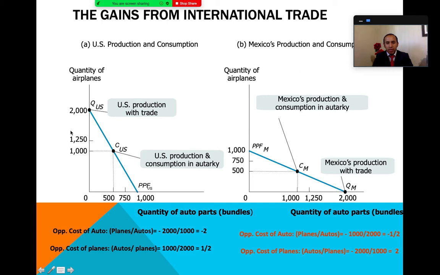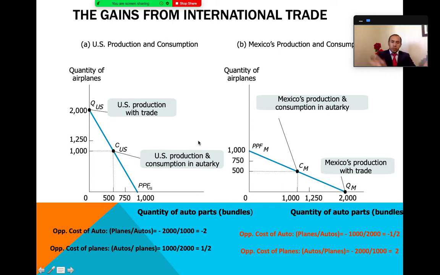The 750 comes from the U.S. The U.S. keeps 1,250 out of the 2,000 and trades 750 airplanes in exchange for auto parts. How many auto parts is Mexico producing? 2,000. Out of those 2,000, Mexico is going to keep more than what they produce domestically, which is 1,000. So they keep here 1,250, and they have the remaining 750 traded to the U.S. in exchange for 750 airplanes.